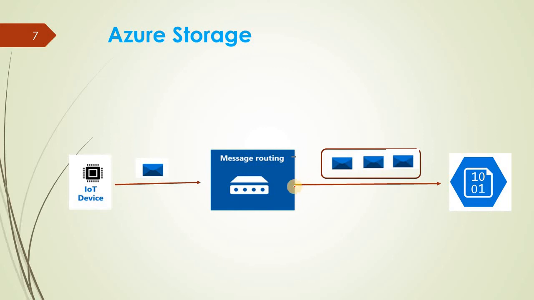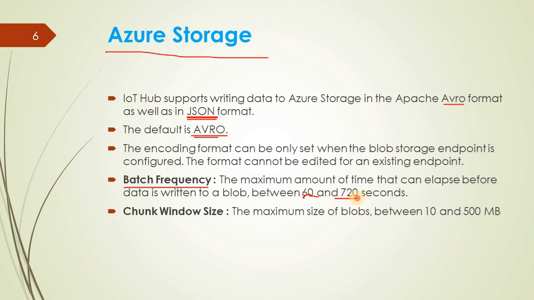What will happen? It will not directly send that message to the storage endpoint. It will internally create one bucket. So this is our bucket. Suppose this device is sending some messages. These messages will be saved into the bucket. How much time these messages will be saved inside this bucket is determined by the batch frequency. The minimum value of batch frequency is 60 seconds and the maximum is 720 seconds. 720 seconds means 12 minutes. Batch frequency varies from 1 minute to 12 minutes.